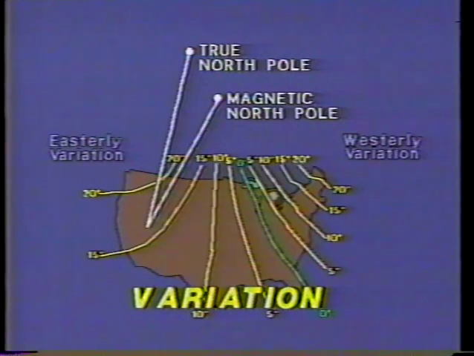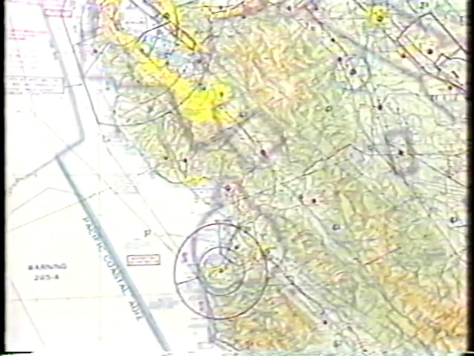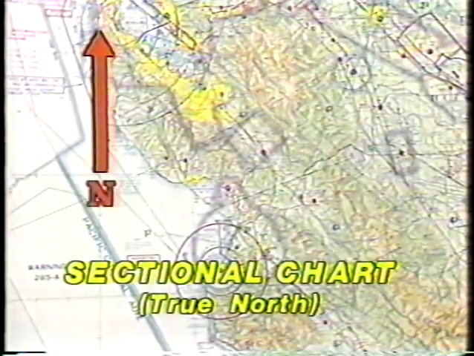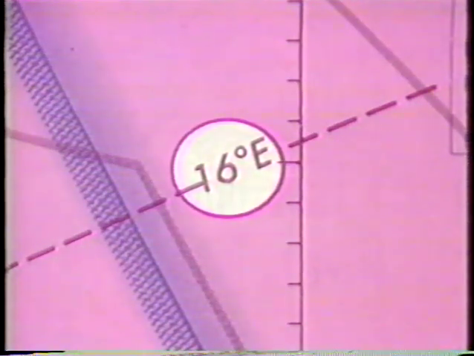Variation is the difference in degrees between magnetic north and true north. The amount of variation is different for different points on the Earth's surface and is important because aeronautical charts are aligned with true north. Variation is shown on the aeronautical charts as broken lines connecting points of equal variation. These are isogonic lines. They are labeled with the amount of variation in degrees and the cardinal symbol E for east or W for west, indicating where the variation is with respect to true north.